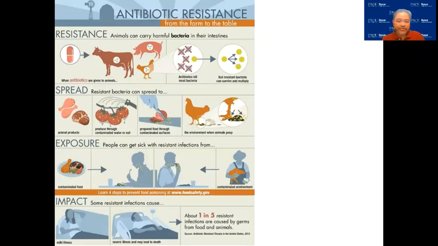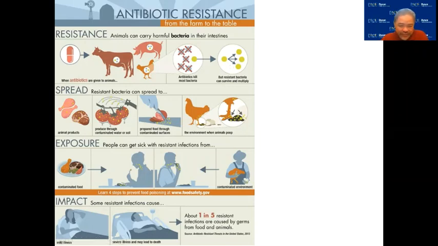Okay, so if we're going to look at how antibiotic resistance happens from the farm to the table, I have this photo information that they put out. So the way how resistance happens, okay, is that animals can carry harmful bacteria in their intestines. So when antibiotics are given to the animals, what happened? Not all organisms are killed. Those that survive, that's the one that is the resistant bacteria.